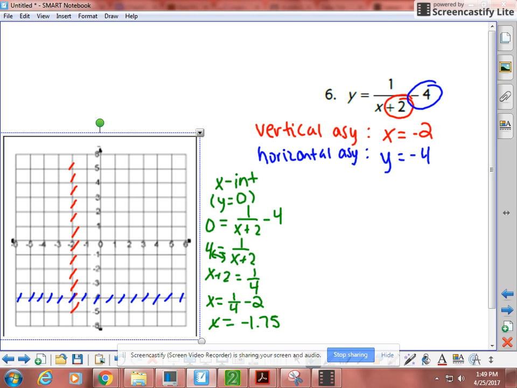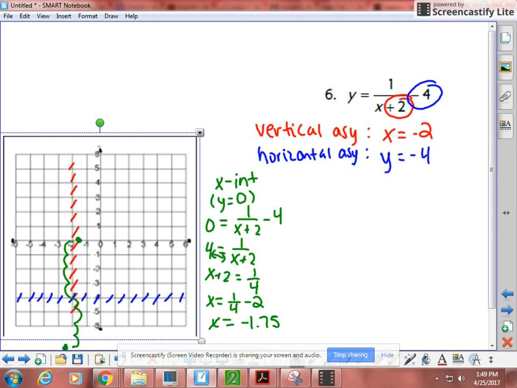Okay, so if x is negative 1.75, I'm on the x-axis about here. Okay, so again, I'm going 1, 2, 3, 4 up, and over 0.25. So I'm going to go down 1, 2, 3, 4, and over 1.5 to get the first part of my graph.